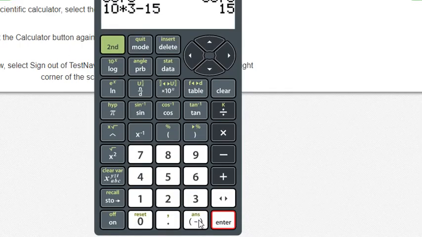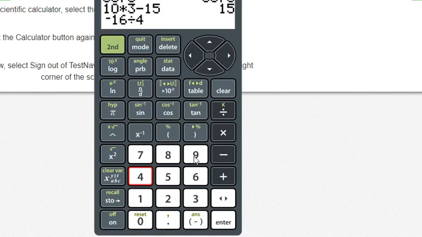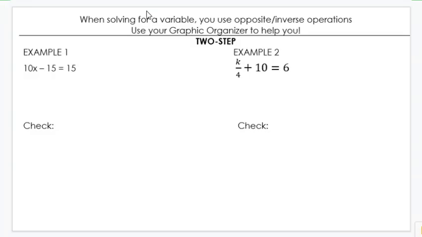Here we go. The negative sign is down here next to the enter. Negative 16. You don't use the minus sign, you have to use the negative. It's down here, between the decimal point and the enter symbol on the bottom row. Negative 16 divided by 4 plus 10. And hit enter, and we get 6. And that is exactly what we got on here as well. So this one checks out.